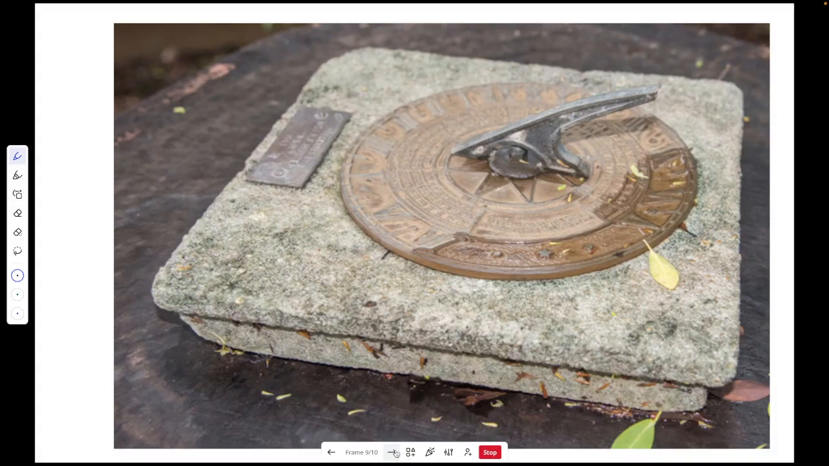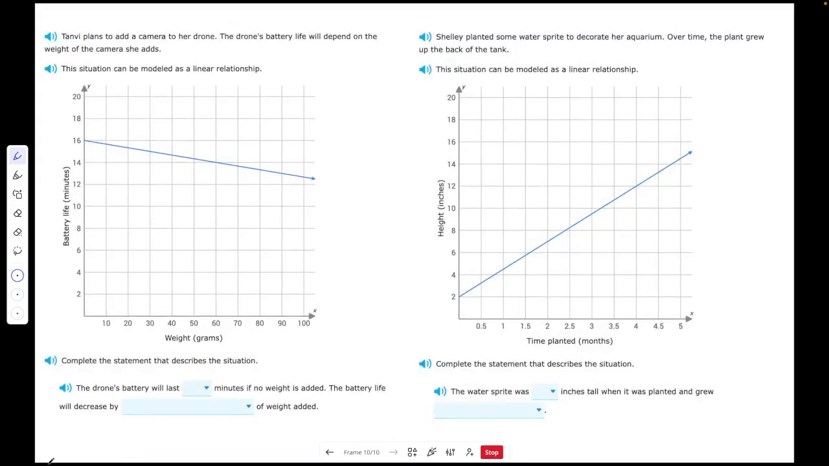All right, it's time to practice. Go ahead and pause the video and try these 2 problems on your own. And when you're ready, you can unpause the video and we'll check your answers.